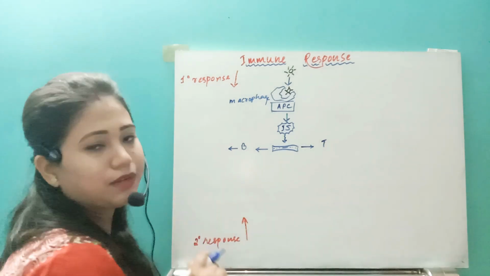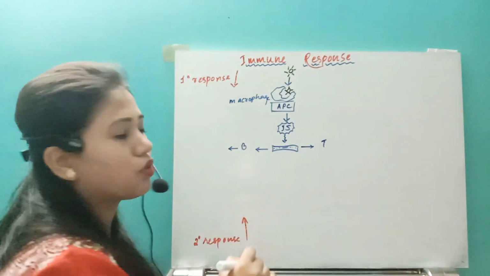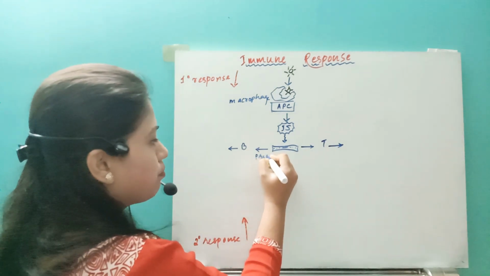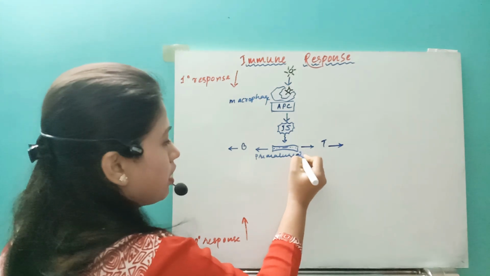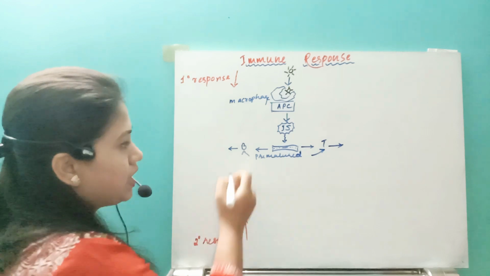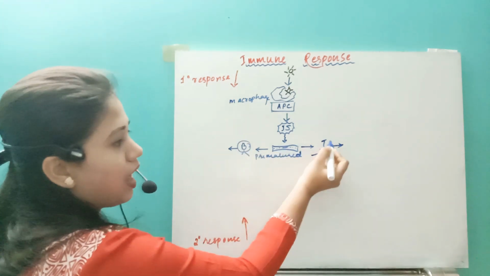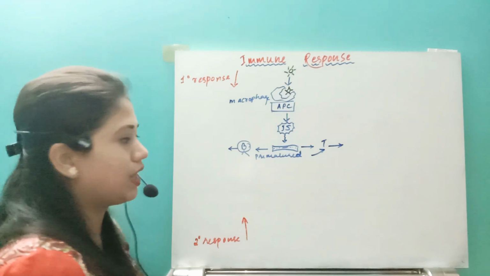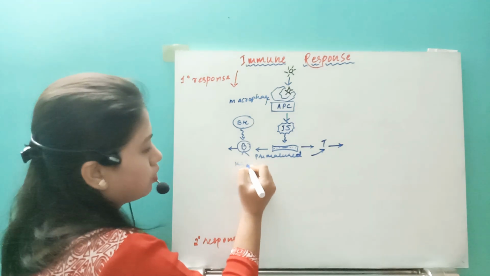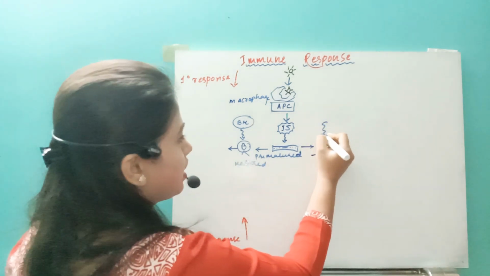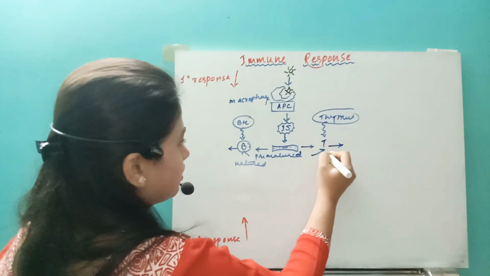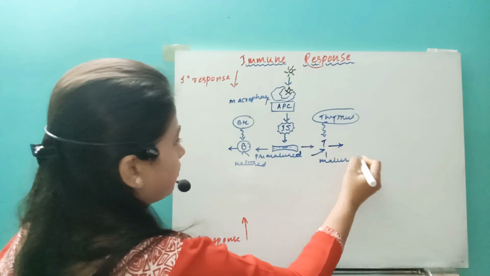B lymphocyte will get matured and T lymphocyte will get matured in the thymus. T lymphocyte, first of all, will be premature. Both these B and T cells will be premature, and inside the bone marrow the B cell will get matured, and inside the thymus the T lymphocyte will get matured.